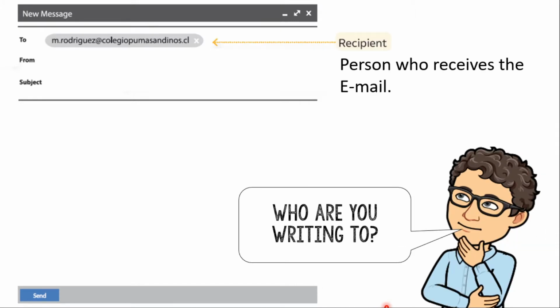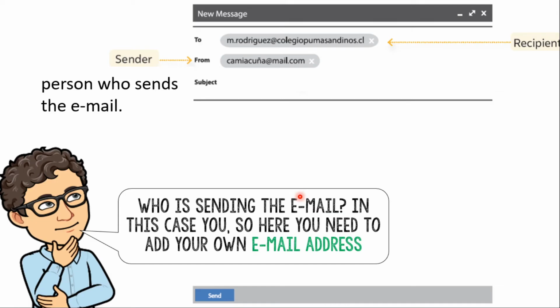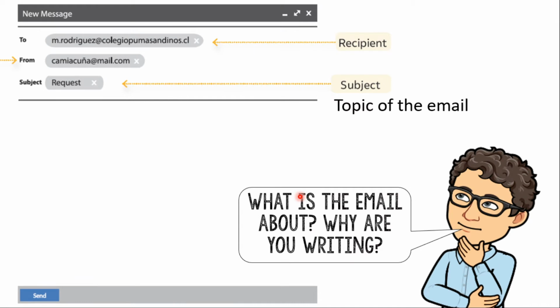And here are the things that you need to write inside the email. First of all, you have to write the person who receives the email. So in this case, this address right here. Then you're going to write the sender. Who sends the email? In this case, it's you. So here you need to write your own email address. Then the subject.